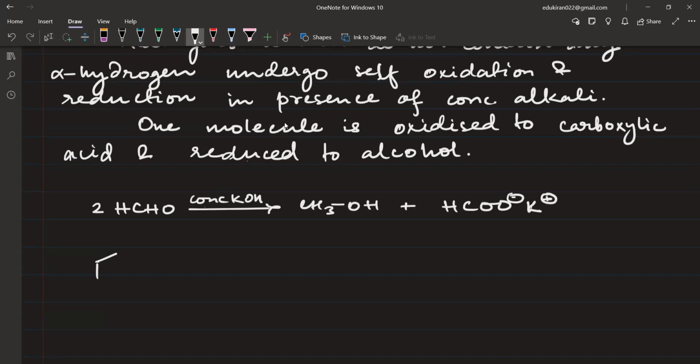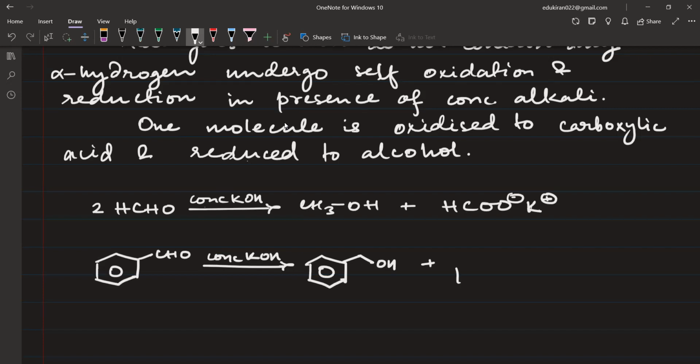Similarly, if you have benzaldehyde with concentrated KOH, it is going to give you benzyl alcohol, one carbon and then the OH, plus it gives you the potassium salt of benzoic acid, COO negative and K positive.